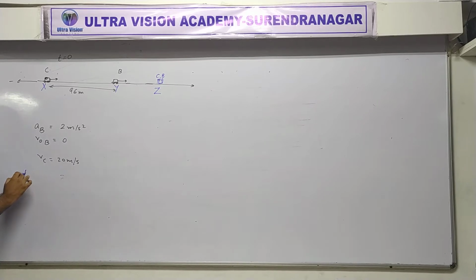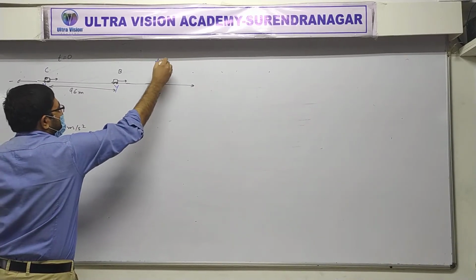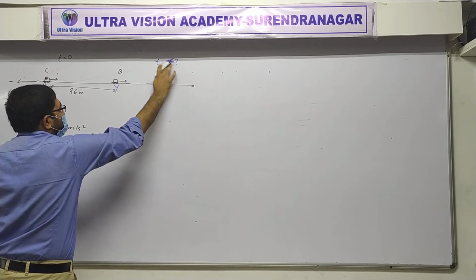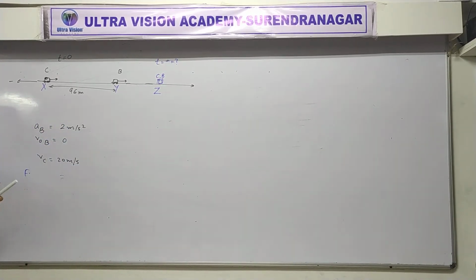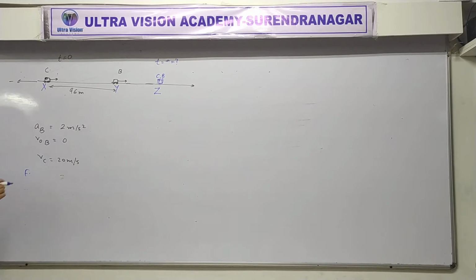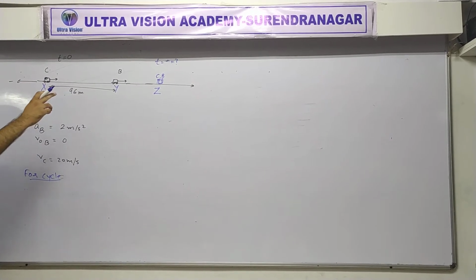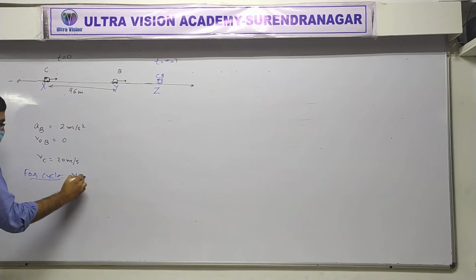So the blue thing is the scene at t equal to t, which we want to find. That is at how much time both come here. Understood? You will find that time, at how much time both will come together at this place. Right. So first of all, let's talk about cycle. From which point to which point? X to Z. Cycle moves from X to Z. Clear or not everyone? Yes. So X to Z.